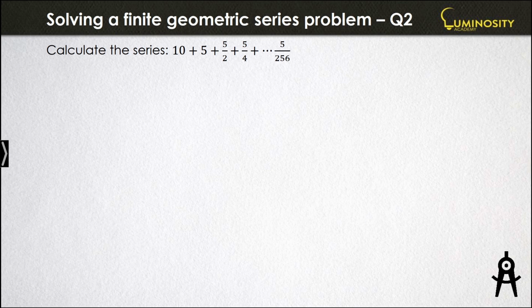In this lesson, we're going to be looking at question 2 on solving a finite geometric series problem. They want us to calculate the following series: 10 plus 5 plus 5 over 2 plus 5 over 4, all the way up to 5 over 256.